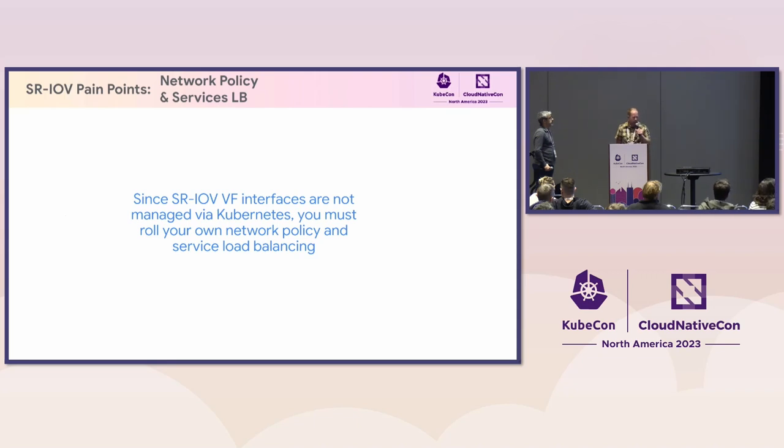But more importantly, the major problem with SR-IOV is that it doesn't let you use these powerful Kubernetes networking features like network policies or service load balancing. Instead, you have to roll your own stacks for these kind of things, or just not get them.